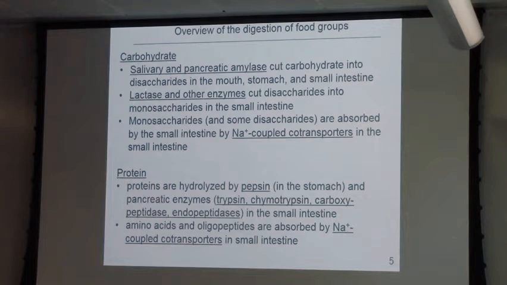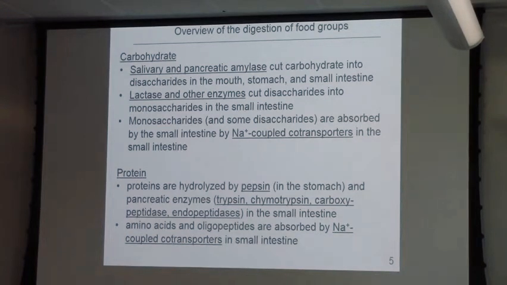and then in the small intestine there are going to be other enzymes, including lactase. So you might know that lactose is a disaccharide. It's two sugars together. And lactase breaks lactose down into galactose and glucose. And we have mechanisms for absorbing monosaccharides. And you're going to see the common theme here.